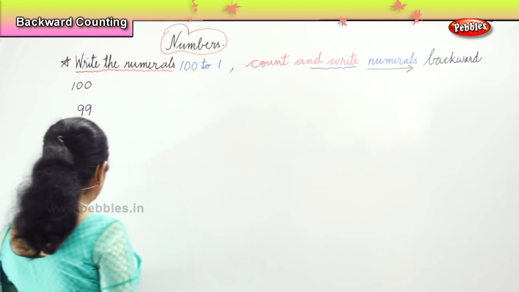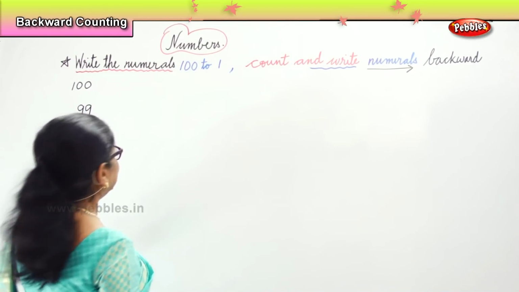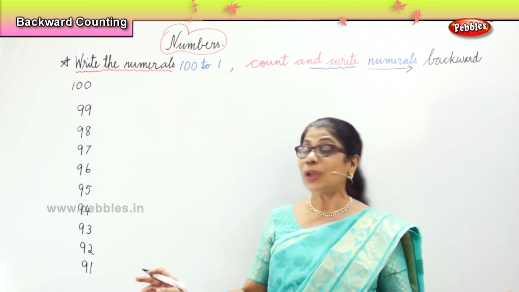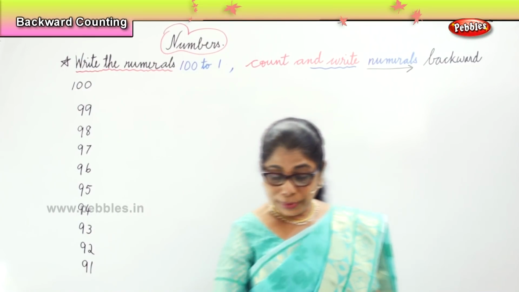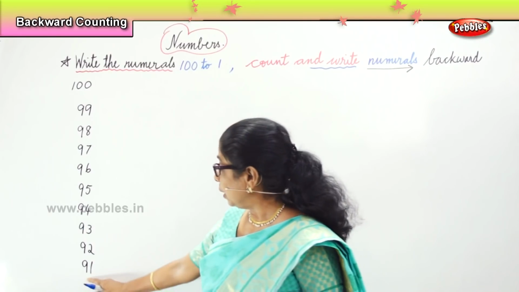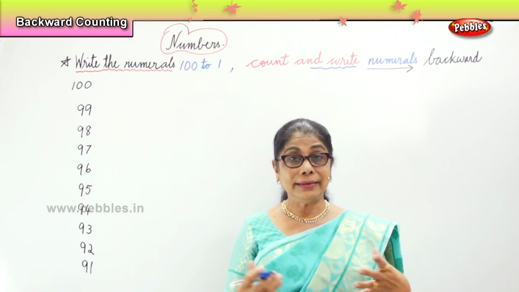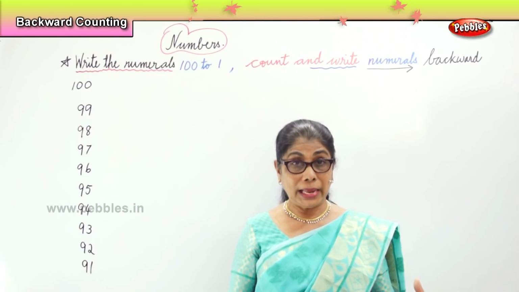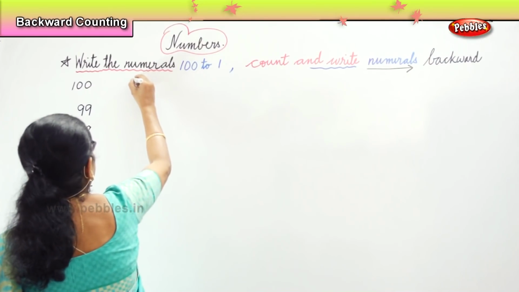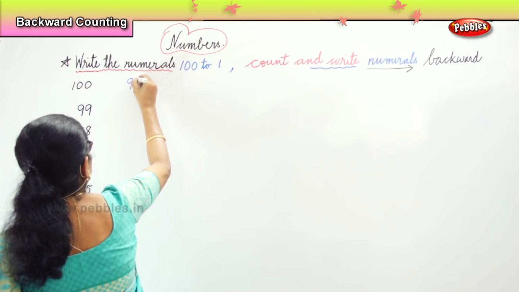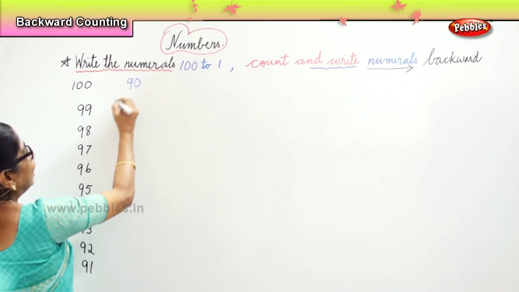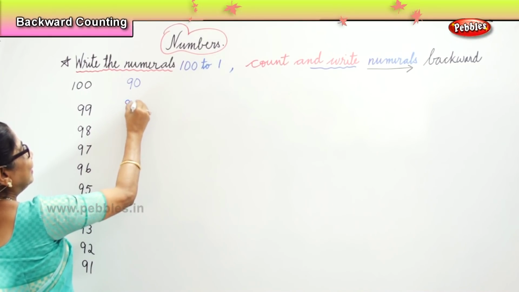91. Now what we did here is counting and writing numerals backward, every time 1 less. We are minusing, taking away. Now let's write 90. Again the same thing. 1 less. We are counting backward. Let's say 90. 1 less. Okay? 1 less, that will be 89.